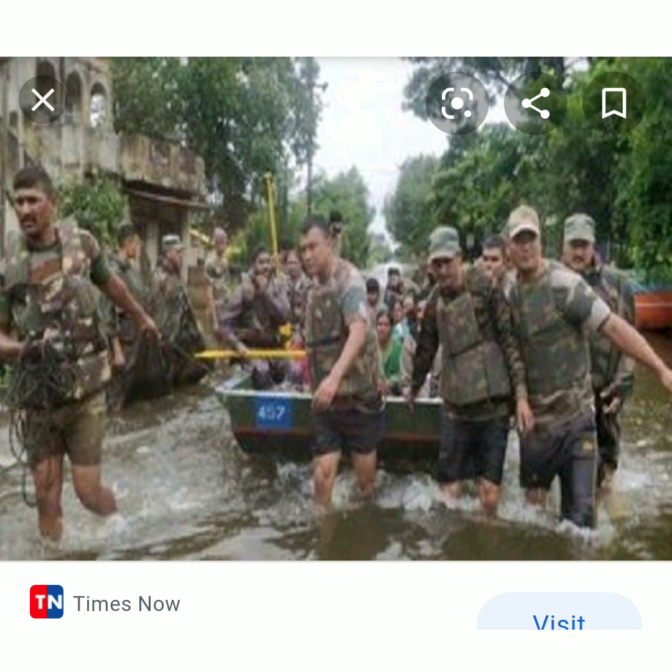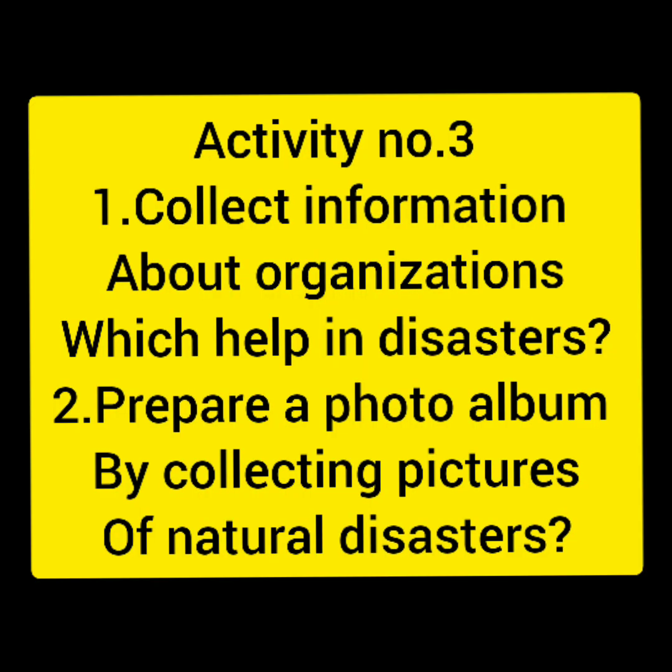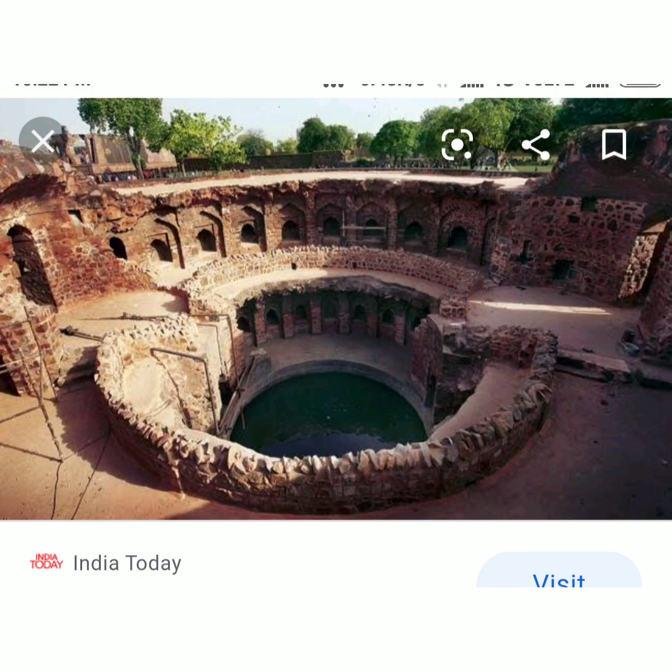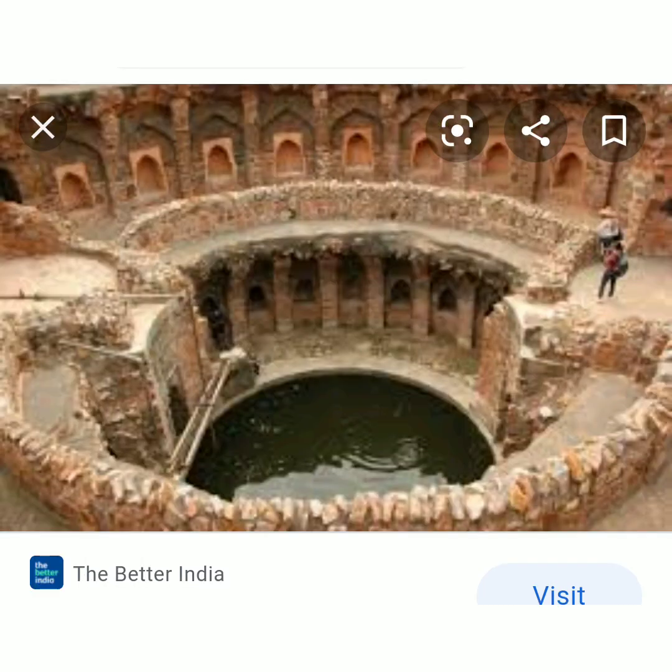Then the activity number 3. First question. Collect information about organizations which help in disasters. And the second one. Prepare a photo album by collecting pictures of natural disasters. So this is enough for today and our second chapter is over. Let's prepare for a unit test in the very next class itself. Okay.